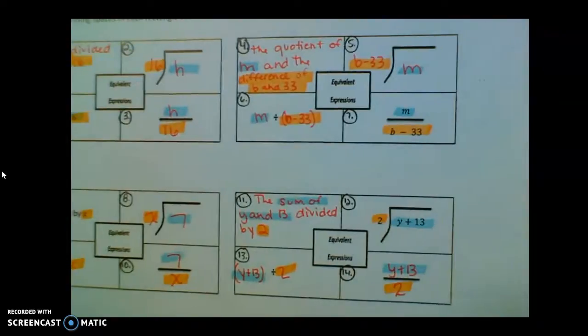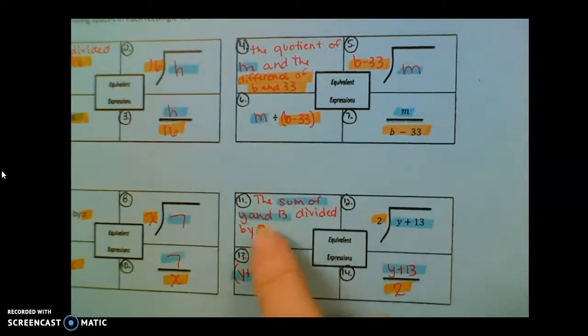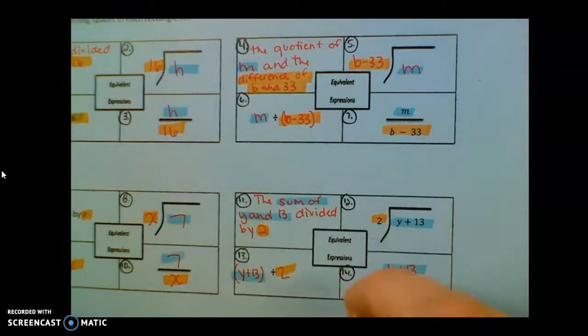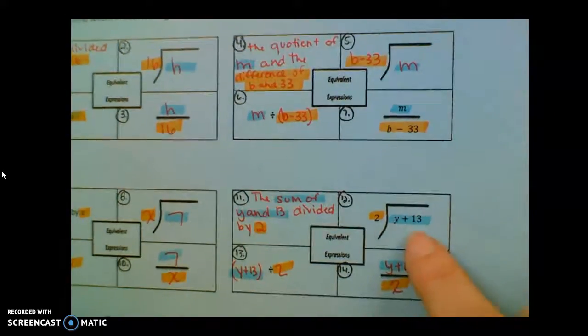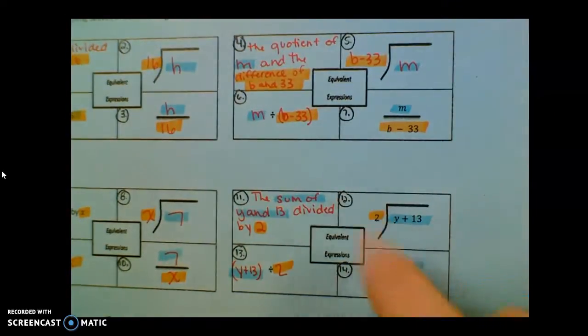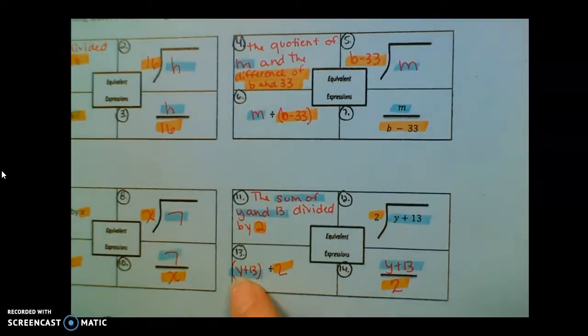For number 11, it's the sum of y and 13, or y plus 13 divided by 2. It's another answer you could have had here. You could have said the quotient of the sum of y and 13 and 2, something along those lines. This one was given. I don't know why I numbered it 12. This one should have been y plus 13 divided by 2.